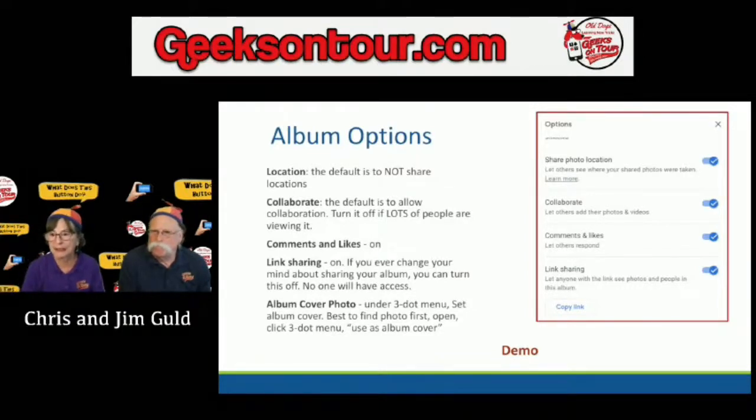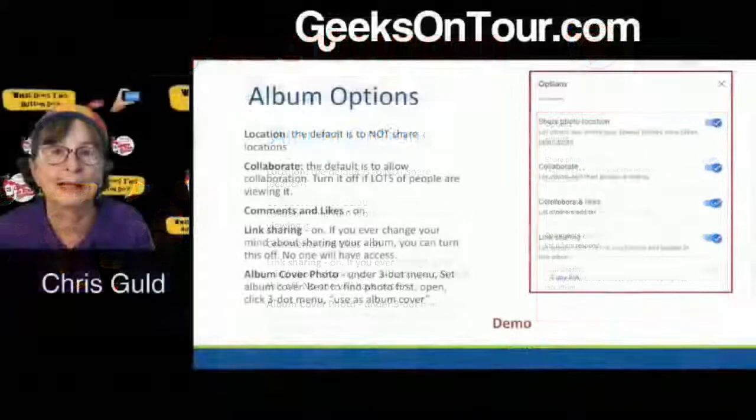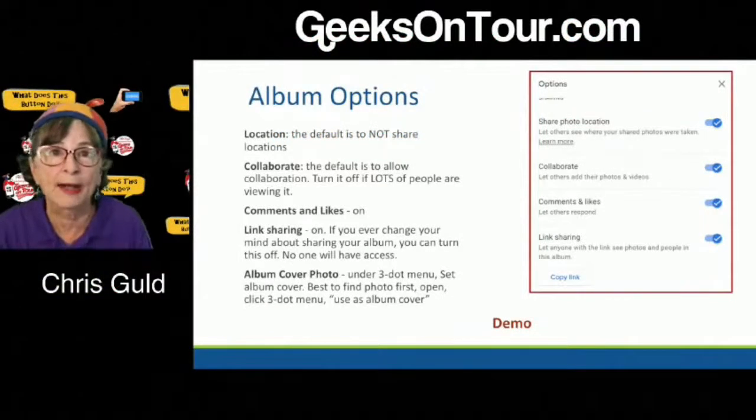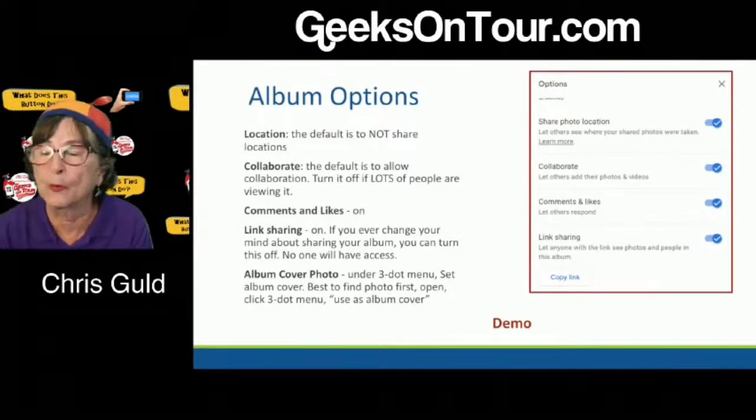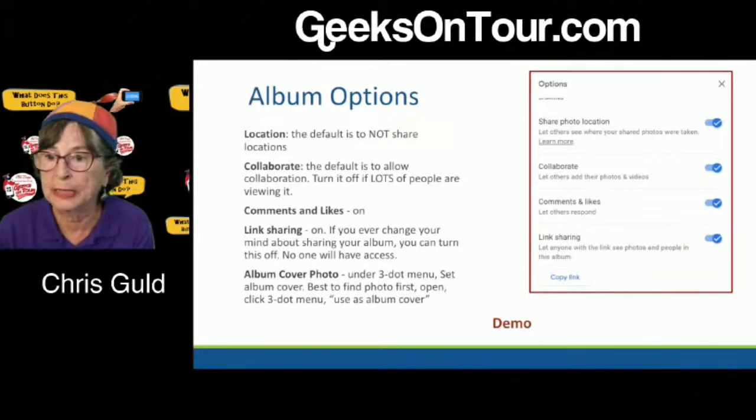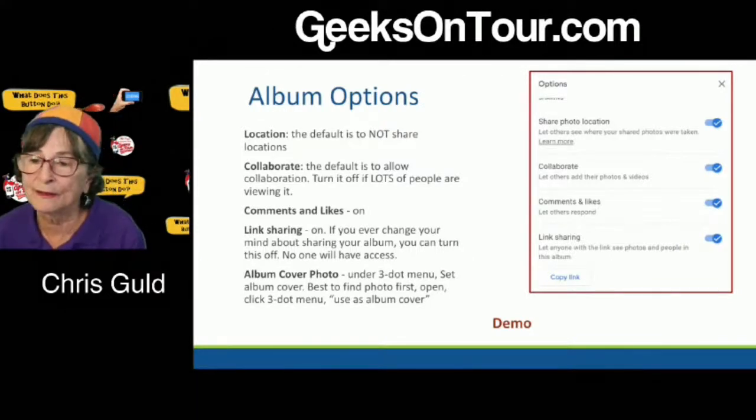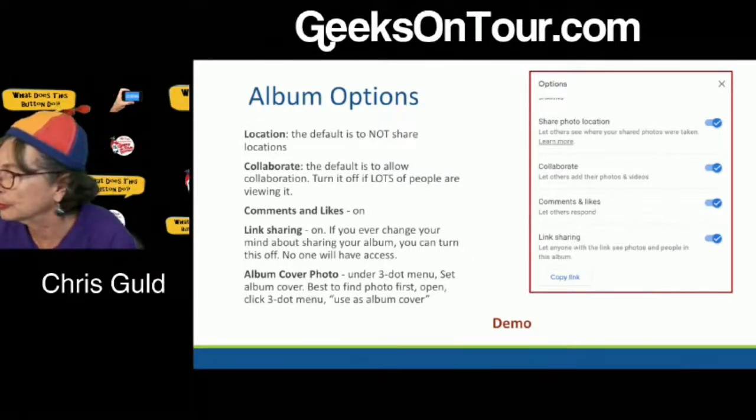Collaborate, we already talked all about that. Comments and likes: as the owner of the album, you can allow or disallow comments and likes. That is on by default. And link sharing, you want to be able to share by link. So if next year you changed your mind and you say, I no longer want anybody to see these photos, you can remove the link sharing option. And the last thing is album cover photo, and that I do want to show you.